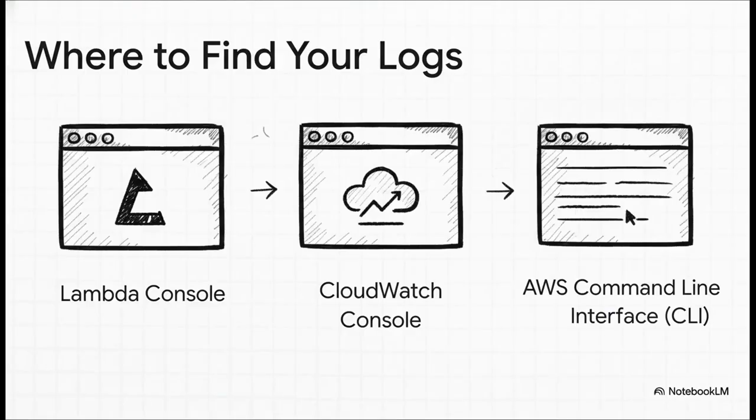So where do you actually find these logs? Well, you've got options. You can see them right inside the Lambda console, which is great for quick tests. You can go deep in the full CloudWatch console, or if you want, you can even pull them down right from your command line using the AWS CLI.